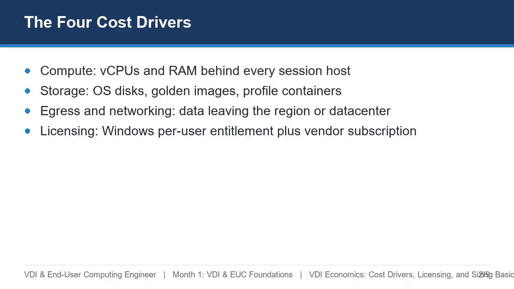Every VDI or DAS deployment is paying for some mix of 4 things. Compute is the vCPUs and RAM behind every session host, scaling with concurrent, not total, users. Storage covers OS disks, golden images, and often the most underestimated line, profile container storage, which grows with both user count and per-user data. Egress and networking cost more than people expect once multimedia-heavy sessions or hybrid connectivity circuits enter the picture. And licensing is the category new engineers most often underestimate, because it doesn't show up on a compute pricing calculator the way vCPU hours do.